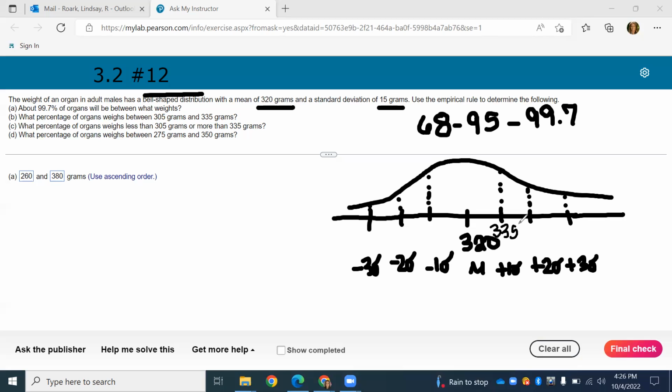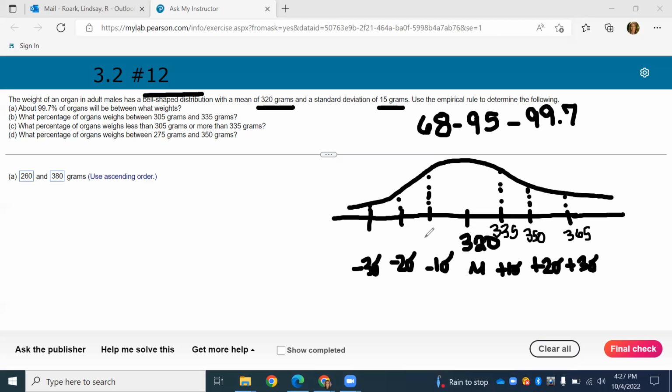So 320 plus 15 is 335. 335 plus 15 is 350. And then 350 plus 15 would give us 365. Okay, so now I have the mean in the middle of my normal curve. I have 335, 350, and 365.